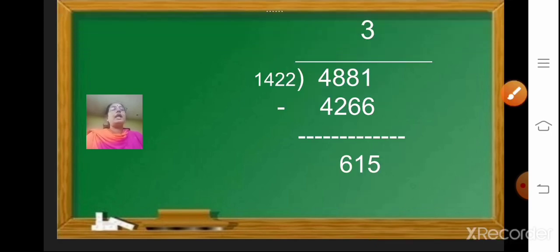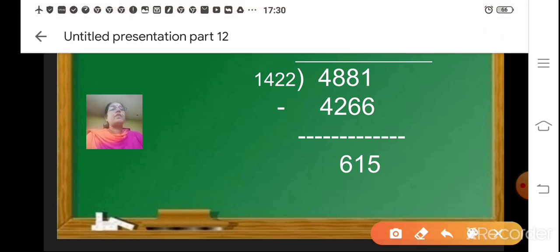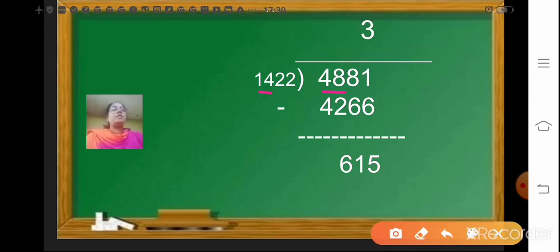Now 4881 is to be divided by 1422. Again take the number 48 and 14. Just divide 48. Now 14 4s is 56, which is greater than 48, whereas 14 3s is 42, which is smaller than 48. So we will go for the 3 times table.